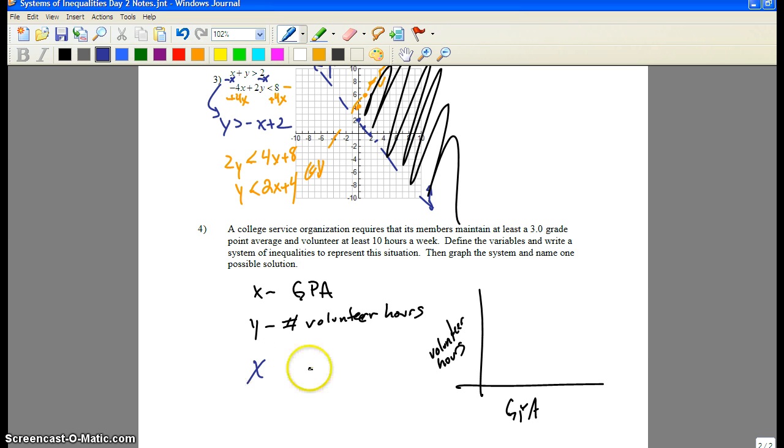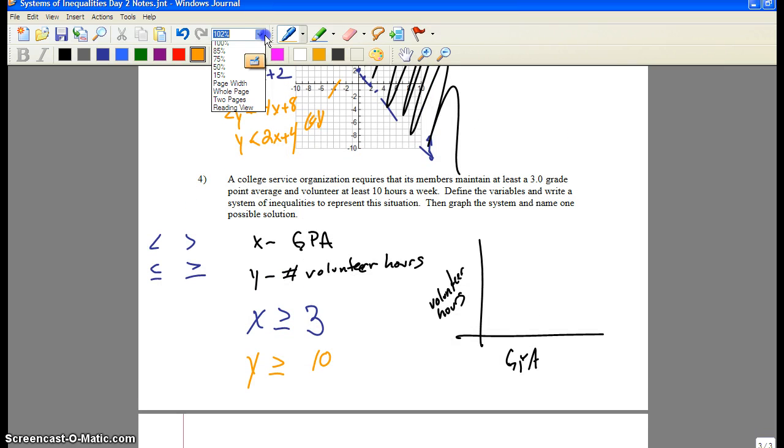At least 3. Well, X is going to be compared to 3. The GPA is going to be compared to the value 3.0. At least, what sign is that? We want to be 3 or more, right? So it's greater than or equal to. That's going to be an inequality we graph. Next, at least 10 hours a week. Number of volunteer hours was Y. That's compared to 10, and it says it's at least 10, which means it could be more than or equal to 10.